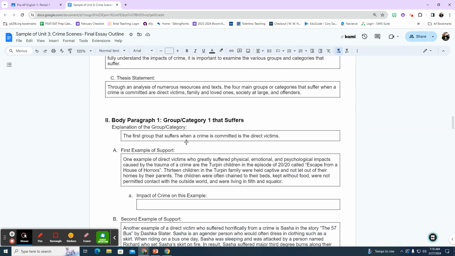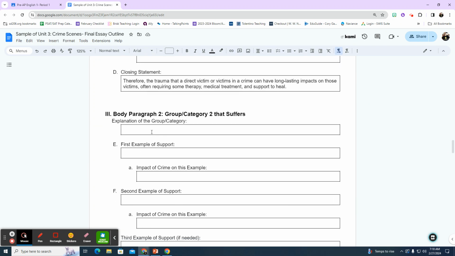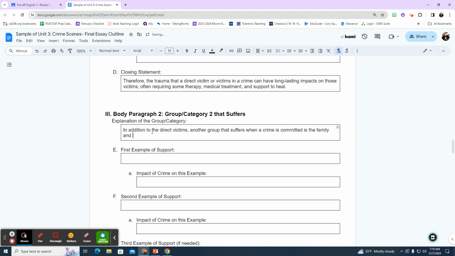So I can come back down here and I can say, I want some kind of transition statement here. So I can say, in addition to the direct victims, notice I'm doing a transition from my previous paragraph to my new one. Another group that suffers when a crime is committed is the family and loved ones involved in that crime.